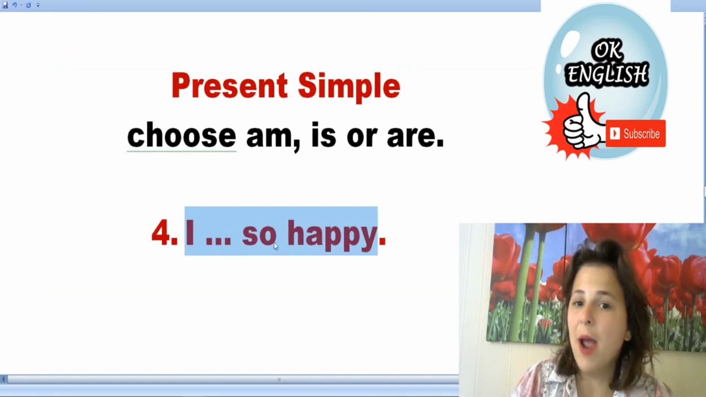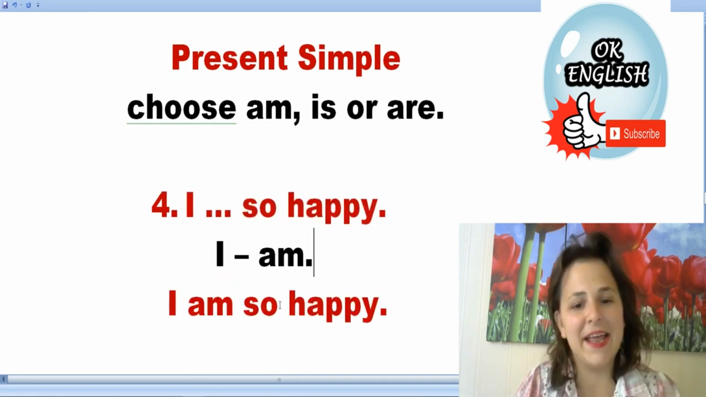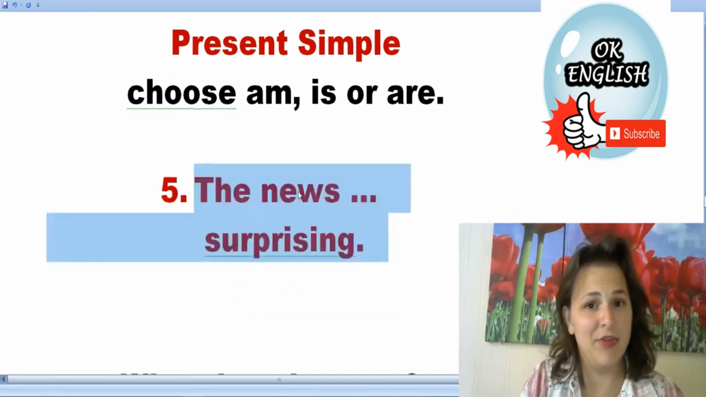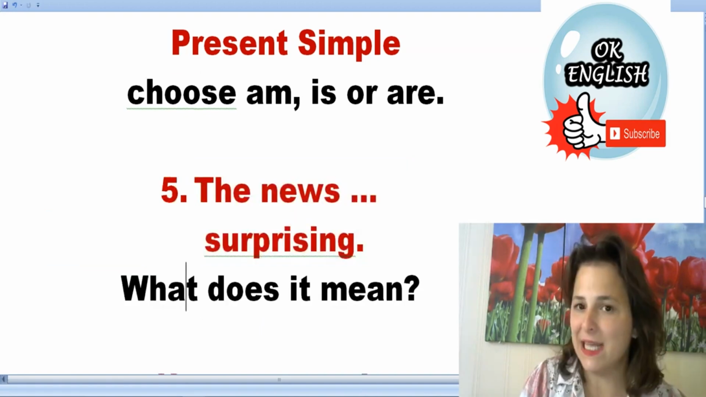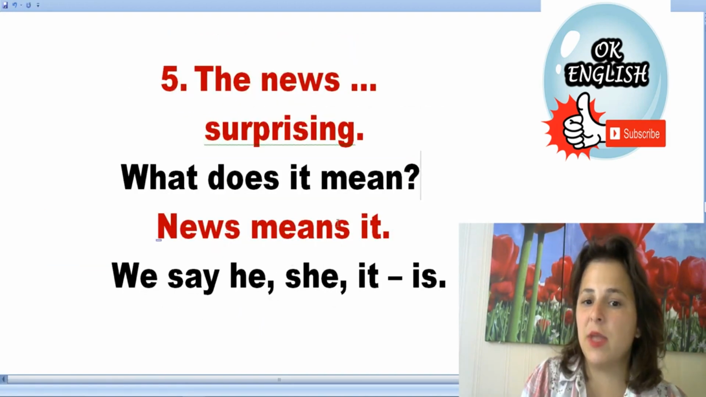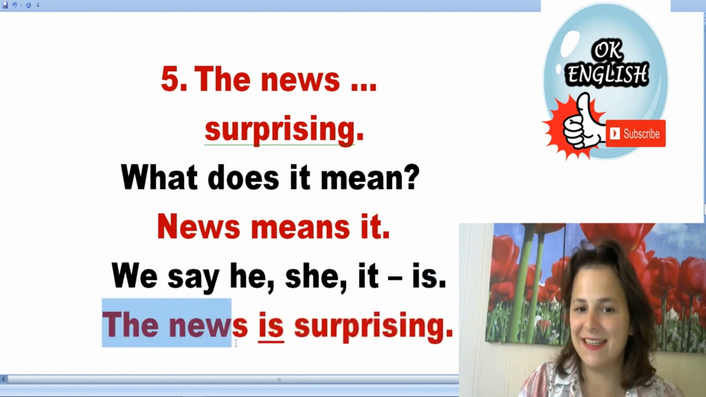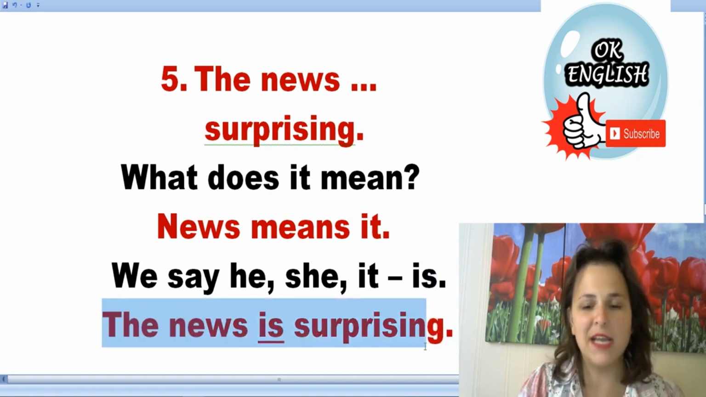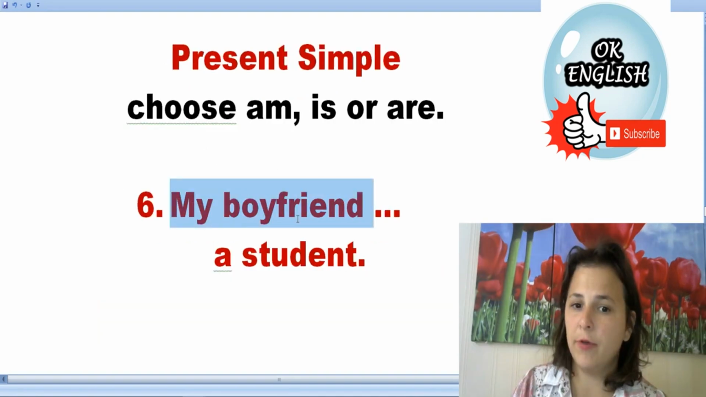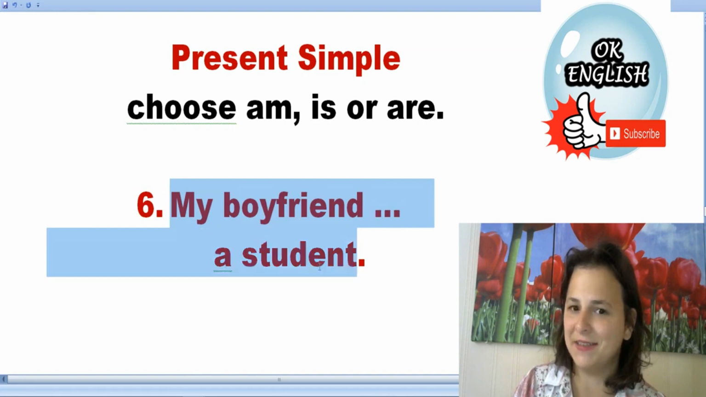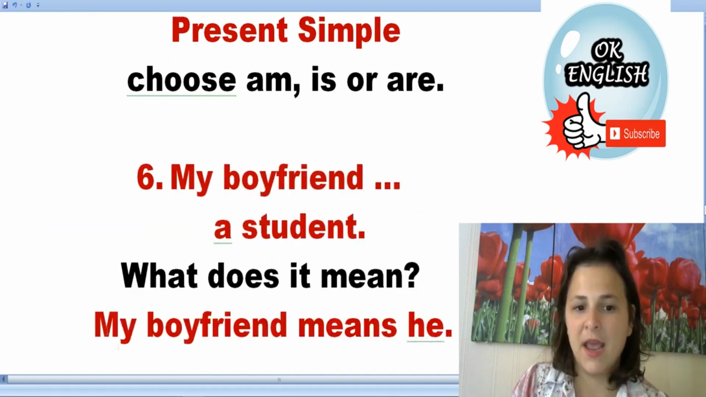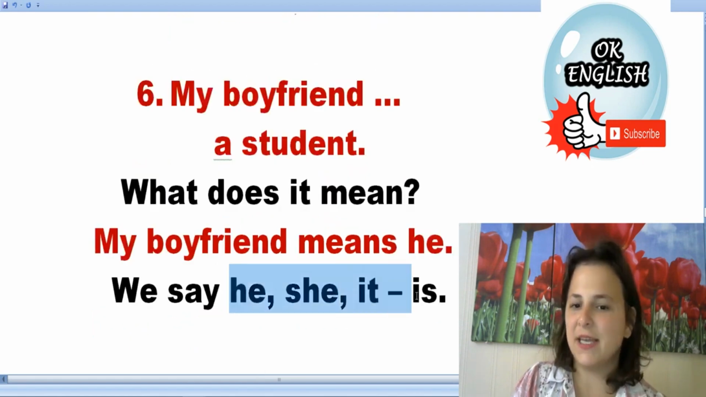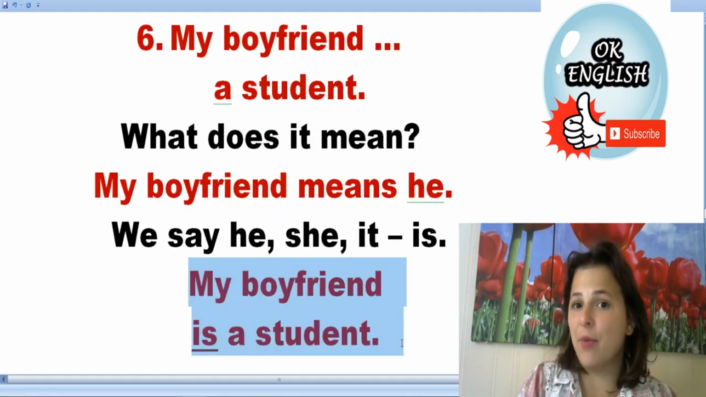I so happy. I am. I am so happy. The news surprising. What does it mean? News means it. We say he, she, it is. The news is surprising. My boyfriend, a student. What does it mean? My boyfriend means he. He, she, it is. My boyfriend is a student.